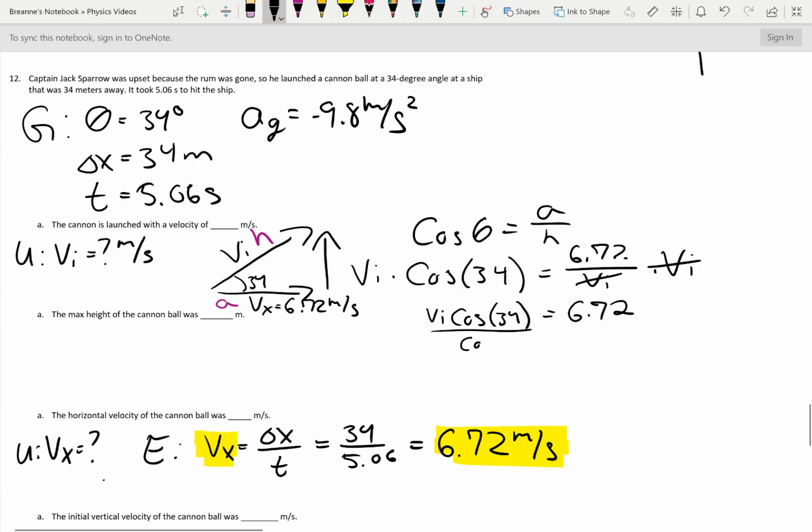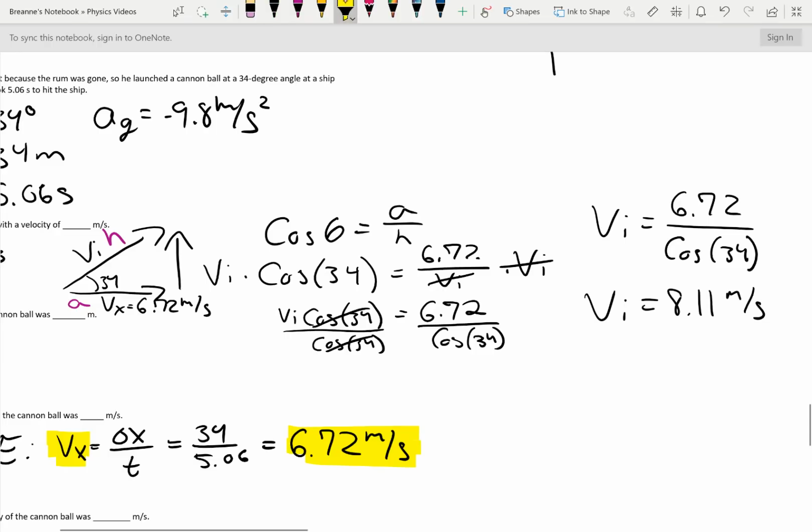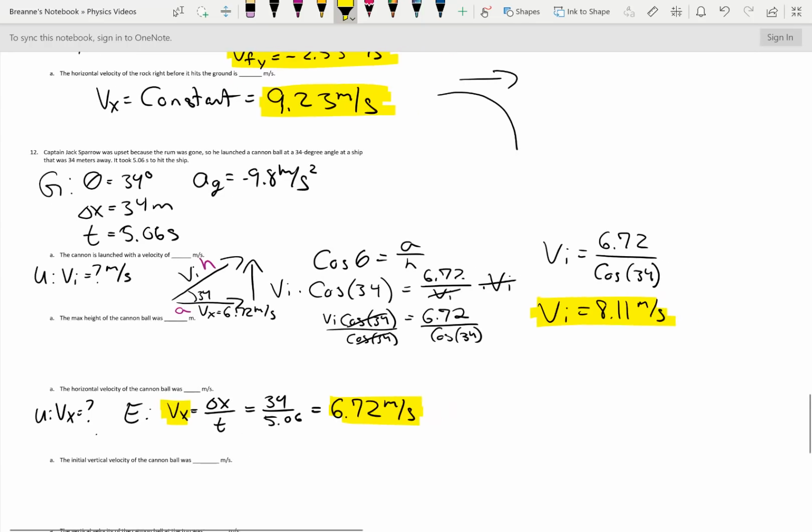Then we're going to divide. So our initial velocity ends up being 6.72 divided by cosine of 34. 6.72 divided by cosine of 34, and that should give you 8.11 meters per second. So that is your initial velocity.